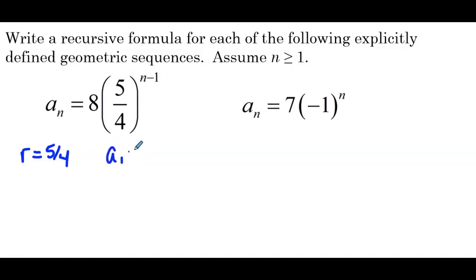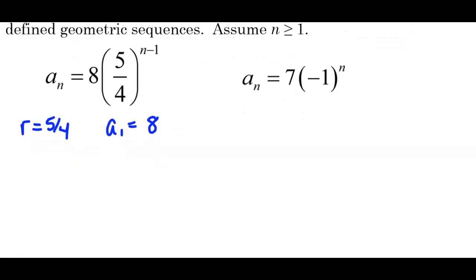A sub 1 is equal to 8. And we can verify that, plug in 1 for n. We'd have 0.5 over 4 to the 0 is 1. 8 times 1 is 8. Okay, so we have a first term and a common ratio.